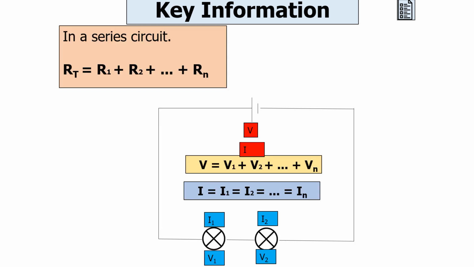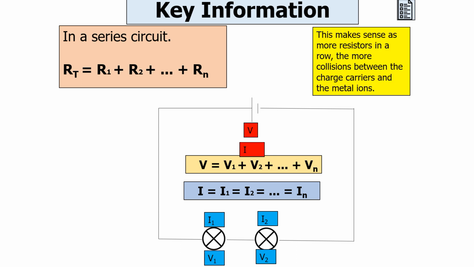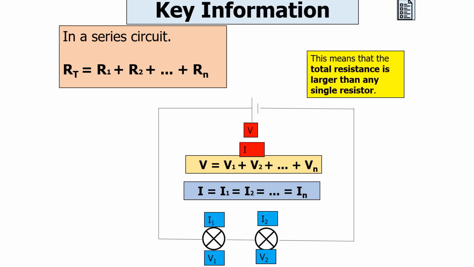In a series circuit, the total resistance is equal to resistance 1 plus resistance 2 plus resistance 3, all the way to the total number of resistors you have in the circuit. This makes sense because the more resistors there are in a row, the more collisions there will be between the charge carriers of the circuit and the metal ions. So the more resistors in a row, the greater the impedance to the current flow, so the greater the total resistance. This means the total resistance of your series circuit is going to be larger than any single resistor.